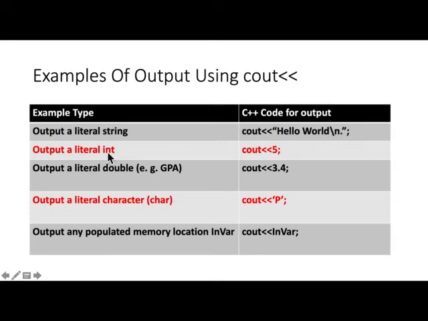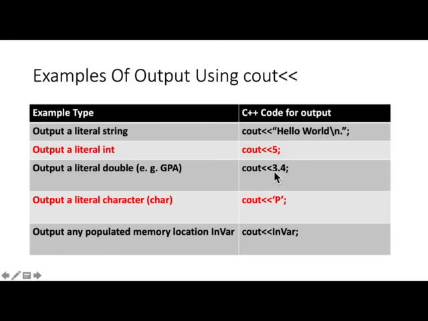I could output a literal int that is typed into the source code, cout 5, and it'll output 5 to the console. I could output a literal double like GPA of some type, and I'll say cout insertion operator 3.4, or I could output a literal character, and I'll say cout insertion operator quote p quote closed. This will print p, this will print 5, this will print hello world, this will print 3.4.